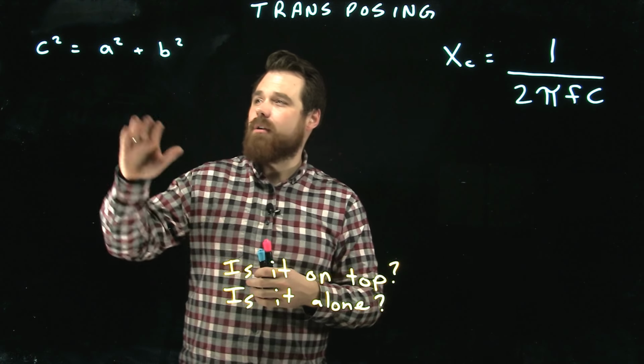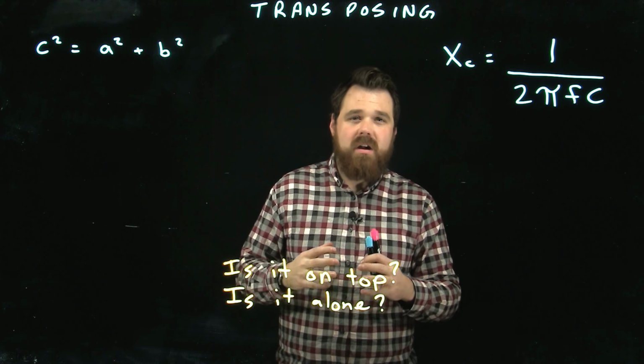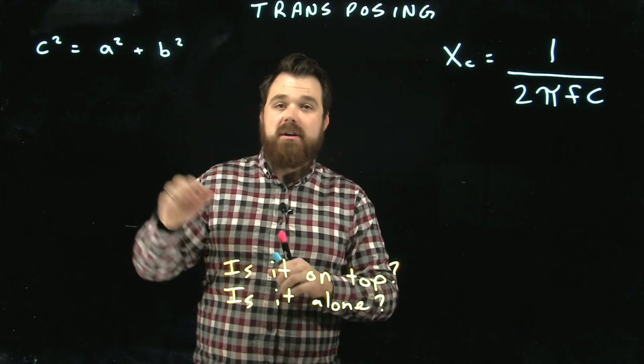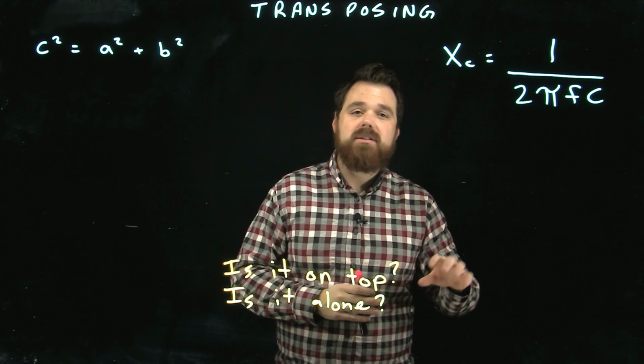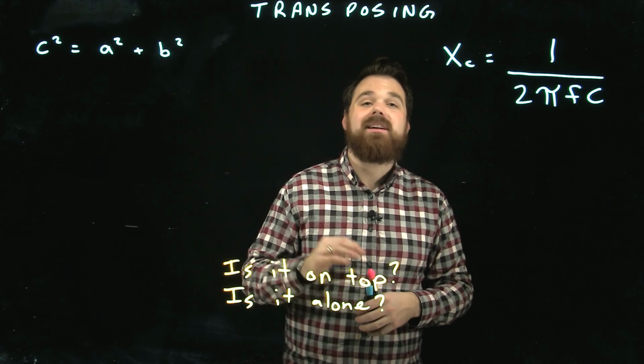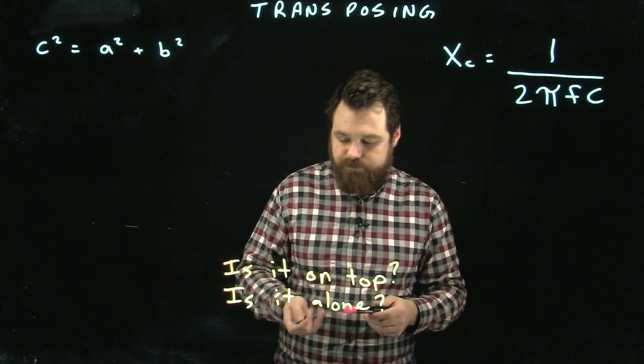And with an equation, we have our equal sign. We have to know that our equal sign means both sides are equal. So whatever we do to one side of the equal sign, we are going to have to do to the other side of the equal sign.